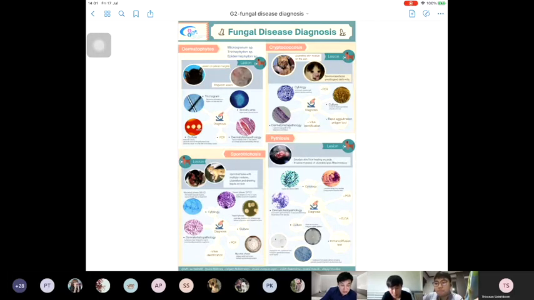And cytology is the first line of diagnostics. It is very useful for all clinicians to rule out the disease, because that is the evidence from which you can create your hypothesis.